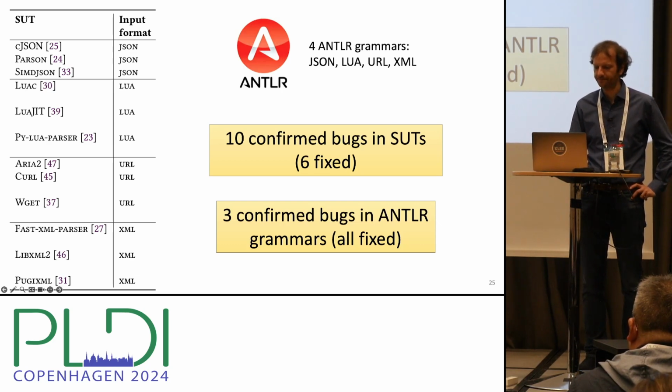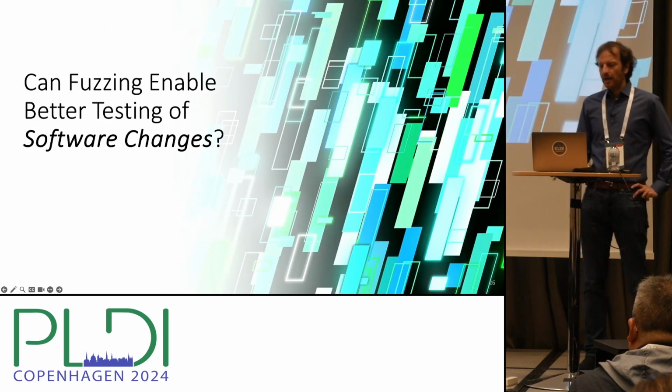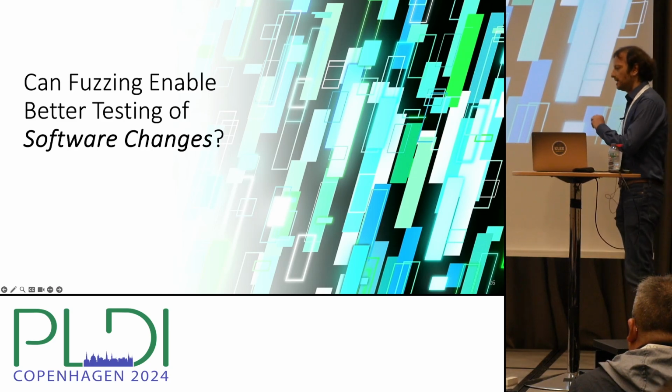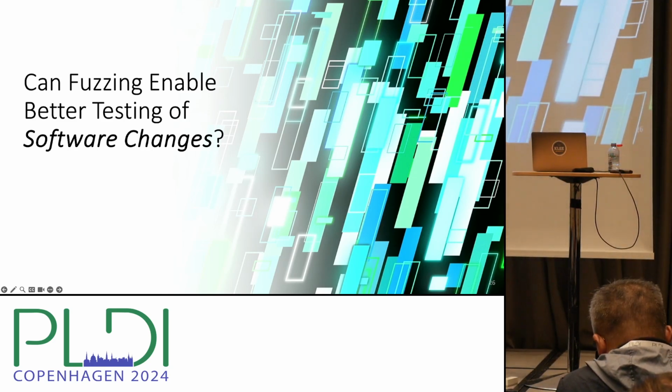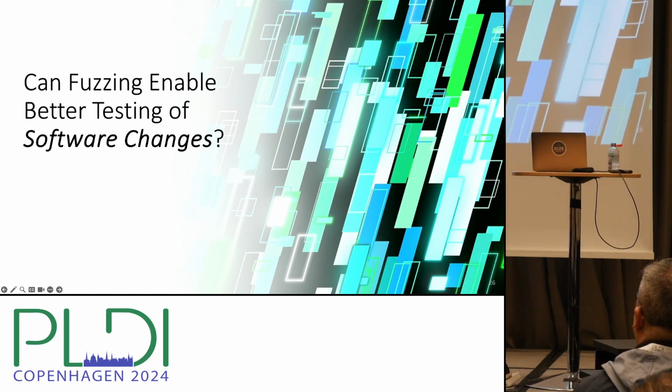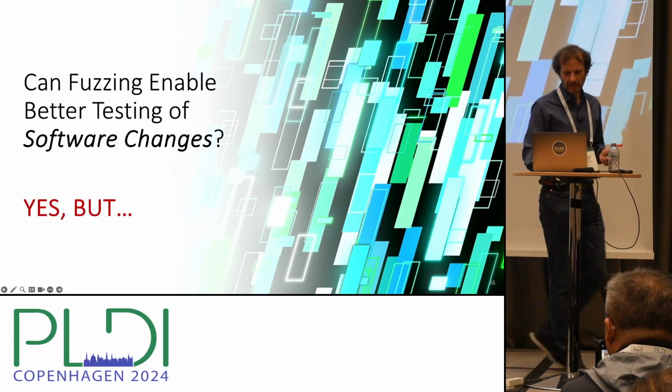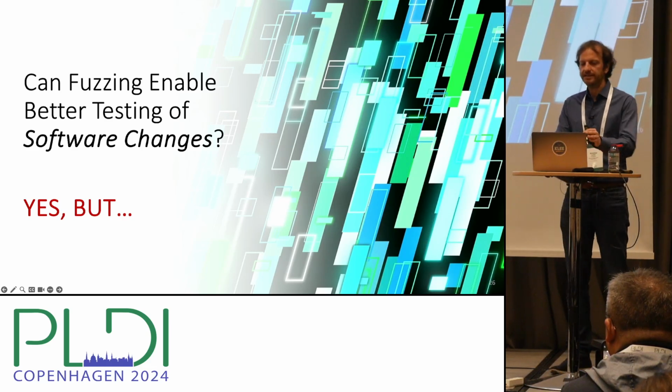All right. So I'm going to move to a different part of my talk where I'm not going to focus on overall testing of a program, like I've just discussed. I'm going to look specifically at testing changes, okay? As I discussed, a lot of the problems are introduced by changes. So, can fuzzing enable better testing of software changes?